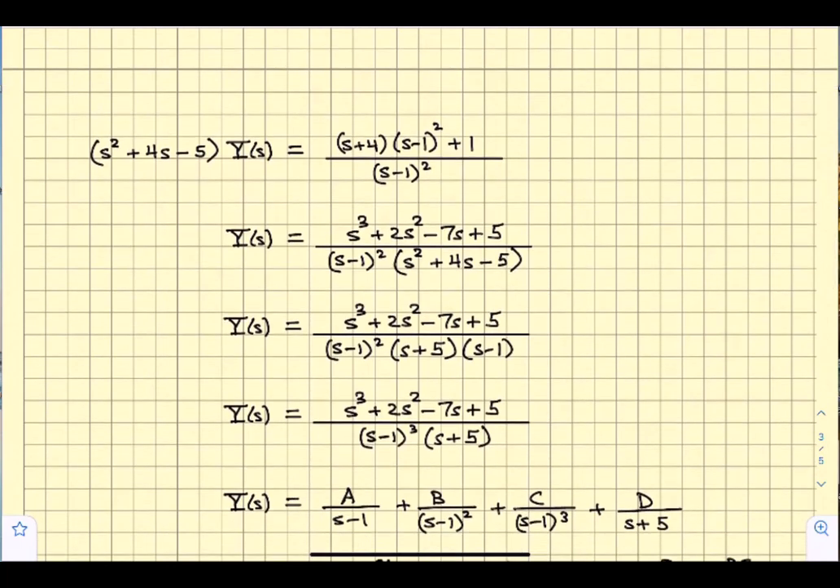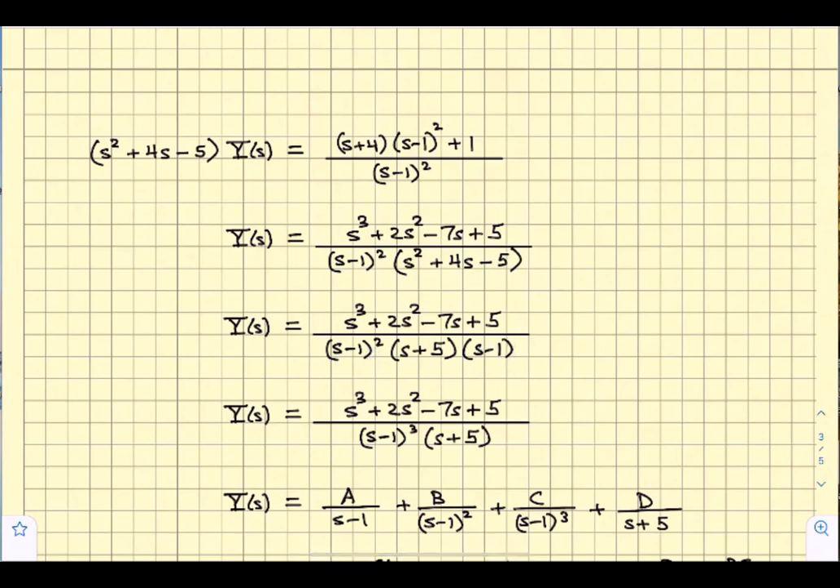So I'll go ahead and take the denominator and we'll factor it. I already see that this part is factored. This is a repeated linear factor. It has a multiplicity of 2. This thankfully factors into s plus 5 and s minus 1. And so we have a repeated linear factor.